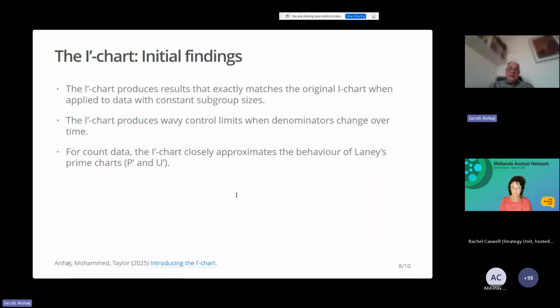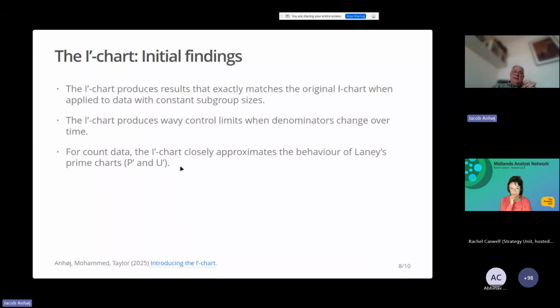Mohammed and I, together with the inventor of the I chart, Wayne Taylor, are working on a paper on the I prime chart, and we have done some serious testing and found, first of all, that the I prime chart matches the original I chart when we don't consider subgroups. And if we consider subgroups, the I prime chart produces wavy control limits as we would expect.